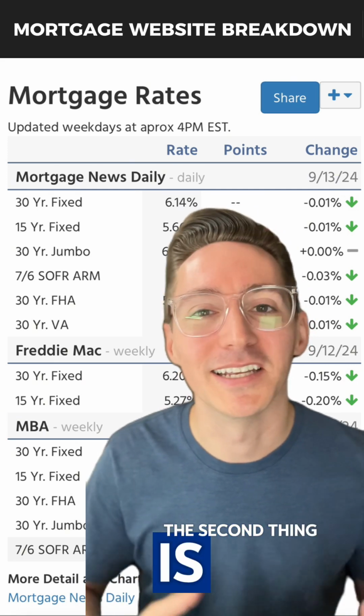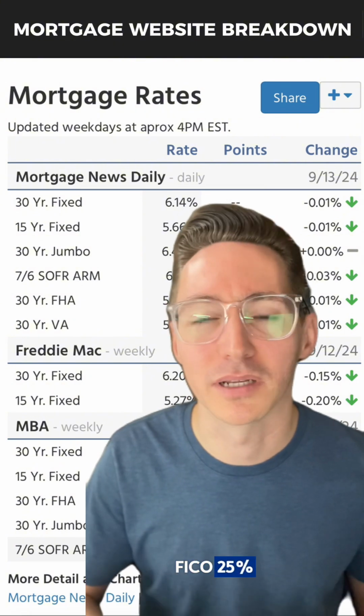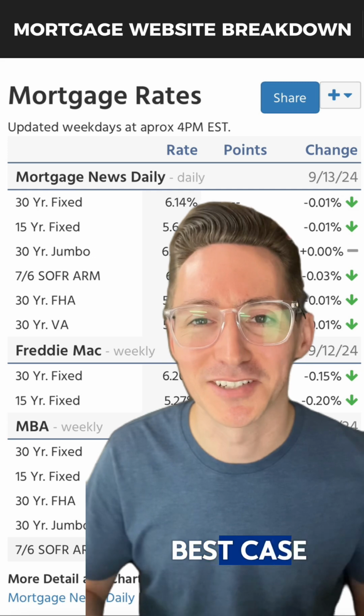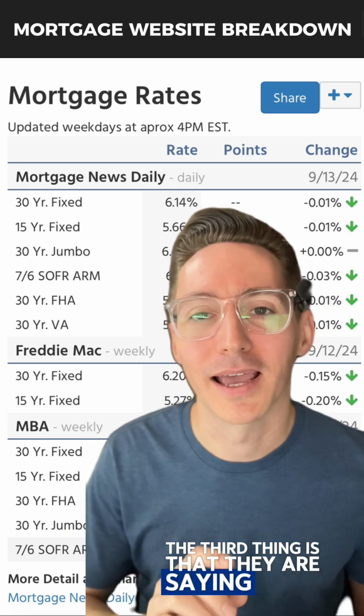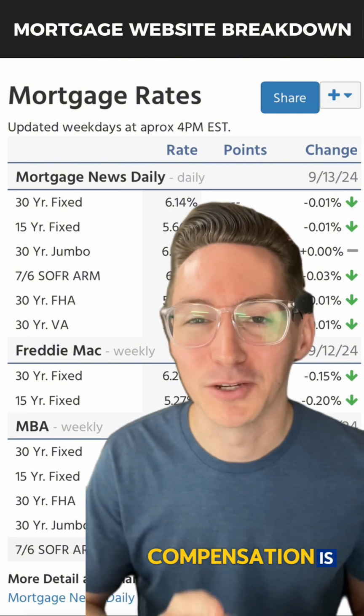The second thing is, it is prime interest rates. They're showing best case scenario, 780 FICO, 25% down. So the rates you're looking at are probably, in most cases, best case scenario for a lot of the lenders. The third thing is that they are saying that mortgage origination and compensation is irrelevant.